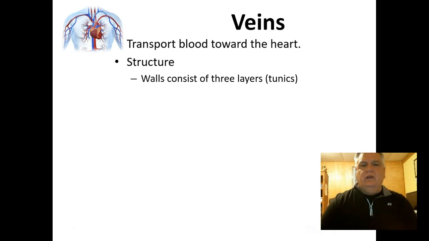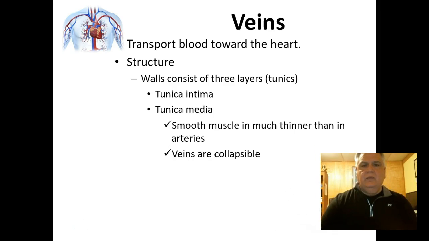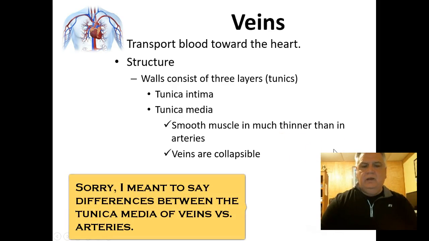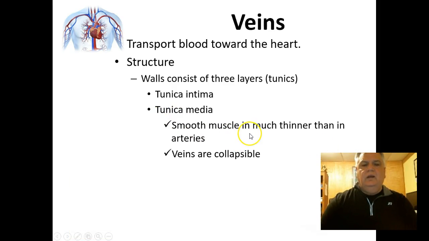The walls of the veins, just like arteries, consist of three layers, and we refer to those three layers as tunics. The innermost layer, just like with the artery, is referred to as the tunica intima. The middle layer is referred to as the tunica media. But here are some things to note, differences between the tunica media and the tunica intima. First, the smooth muscle layer in the tunica media is much thinner than it is in the arteries.